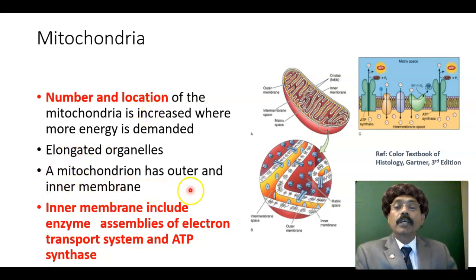A mitochondrion has an outer and inner membrane. The inner membrane includes enzyme assemblies of the electron transport system and ATP synthesis. So this is the inner membrane, the site of ATP synthesis, and this is the ATP synthetic complex. These parts are for the ion transfer.